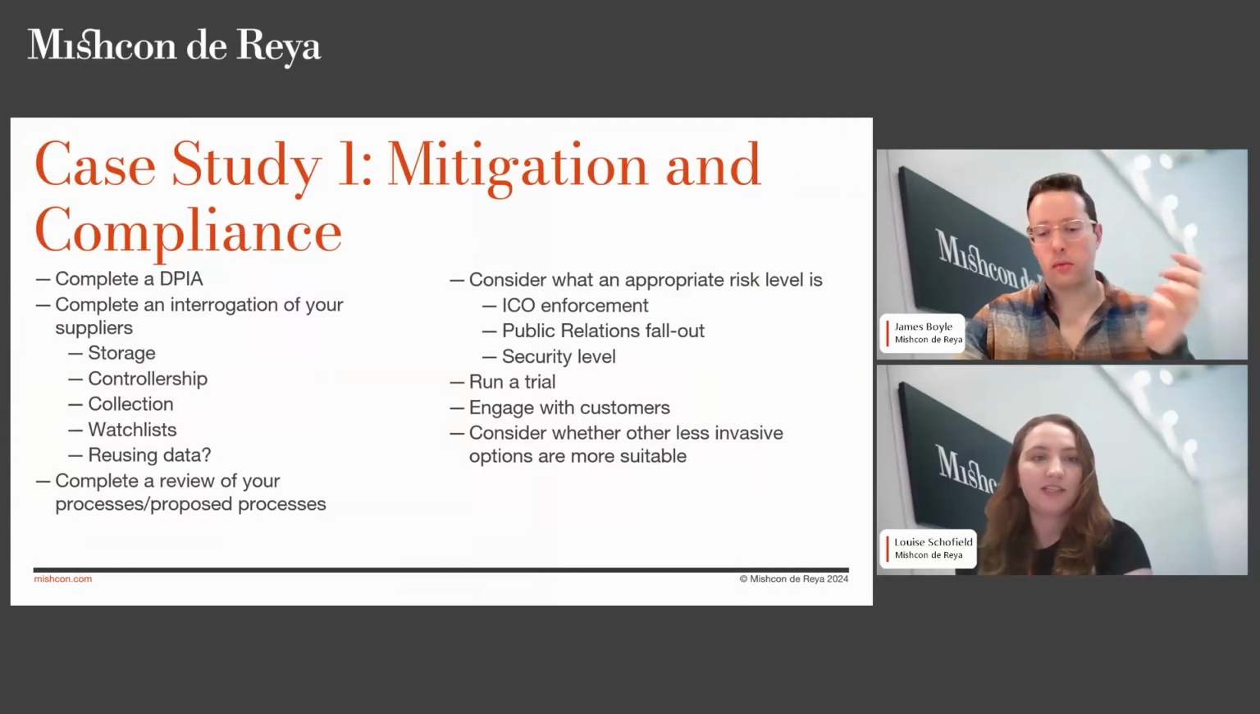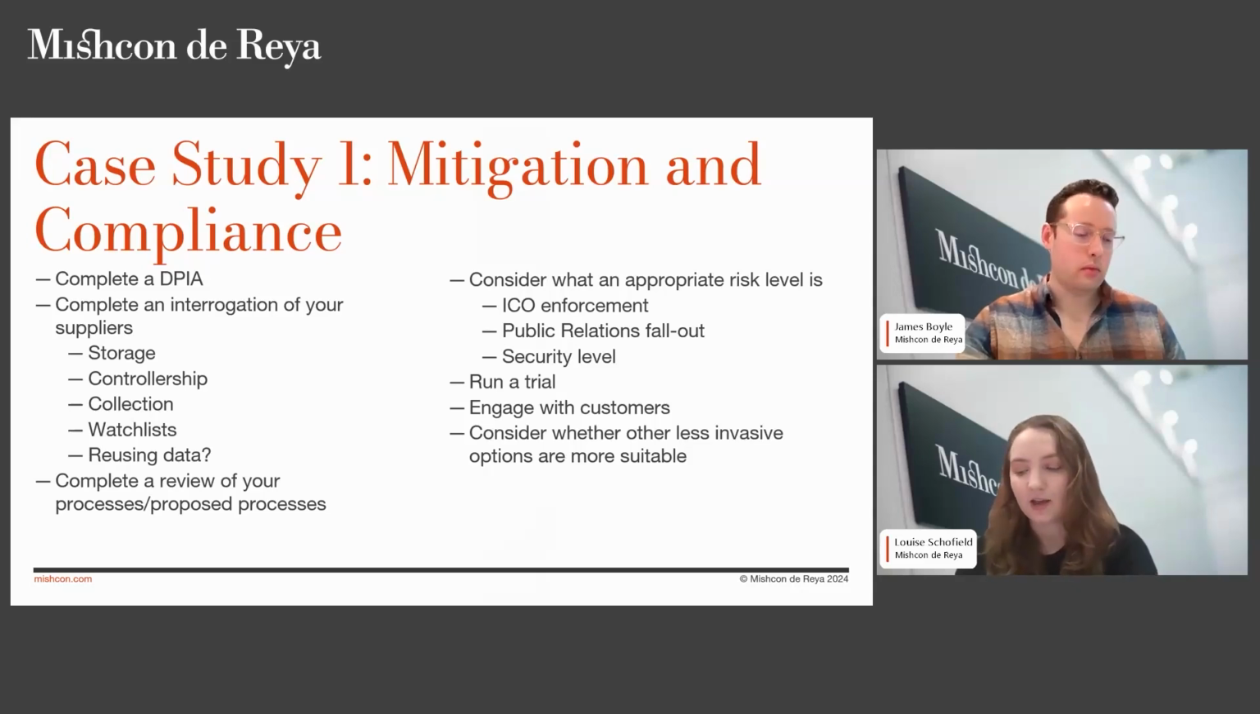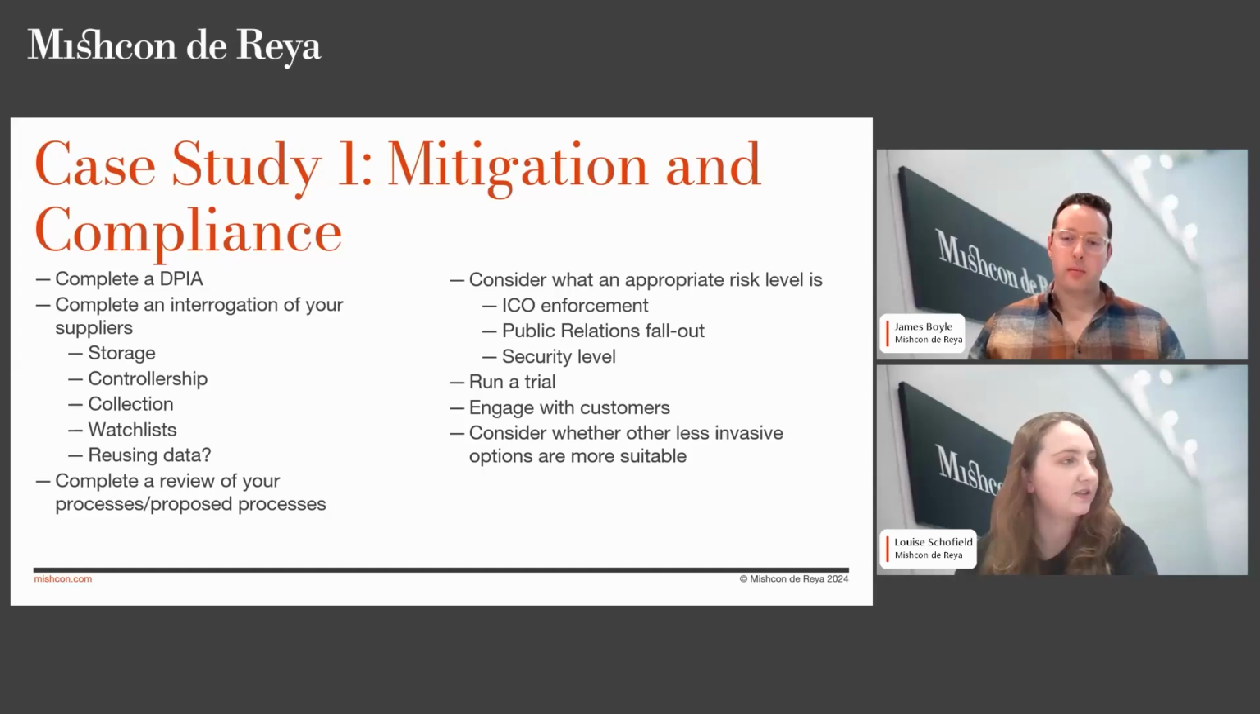So in order to mitigate some of these issues, there are a few things that you can do. The first one is definitely to complete a data protection impact assessment. And it can be quite difficult to start from scratch with those, particularly when it comes to identifying the risks, which I think James had something he wanted to add to.